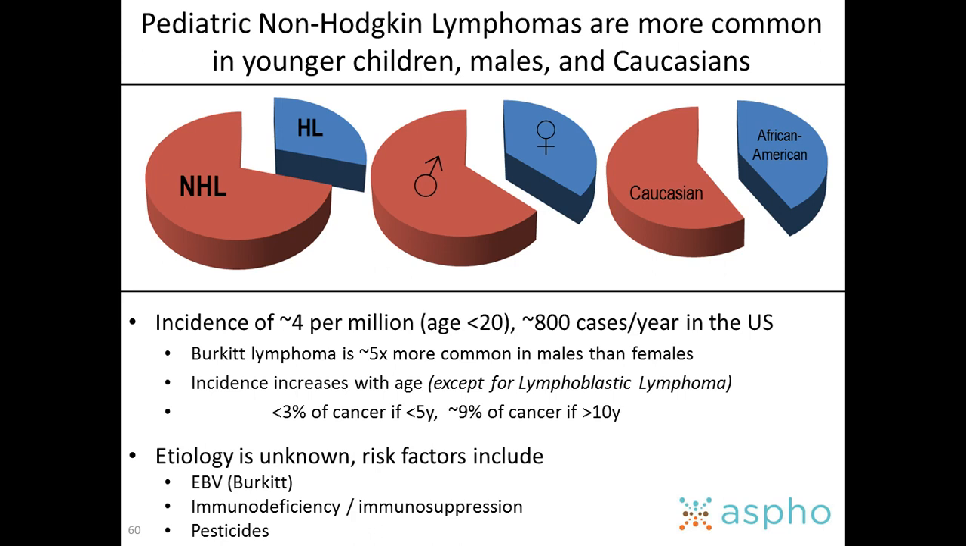Non-Hodgkin lymphomas are more common in younger children, again, less than age 10. They're more common in males than females, and they're more common in Caucasians. The incidence is about 4 per million in people less than 20 years of age, so that's only about 800 cases per year in the United States, hence the difficulty with a clinical trial. Burkitt lymphoma is 5 times more common in males than females. The incidence of all of these increases with age, with the exception of lymphoblastic lymphoma. The etiology is unknown, but some of the risk factors include EBV, for example Burkitt, immunodeficiency or immunosuppression, and certain pesticides.